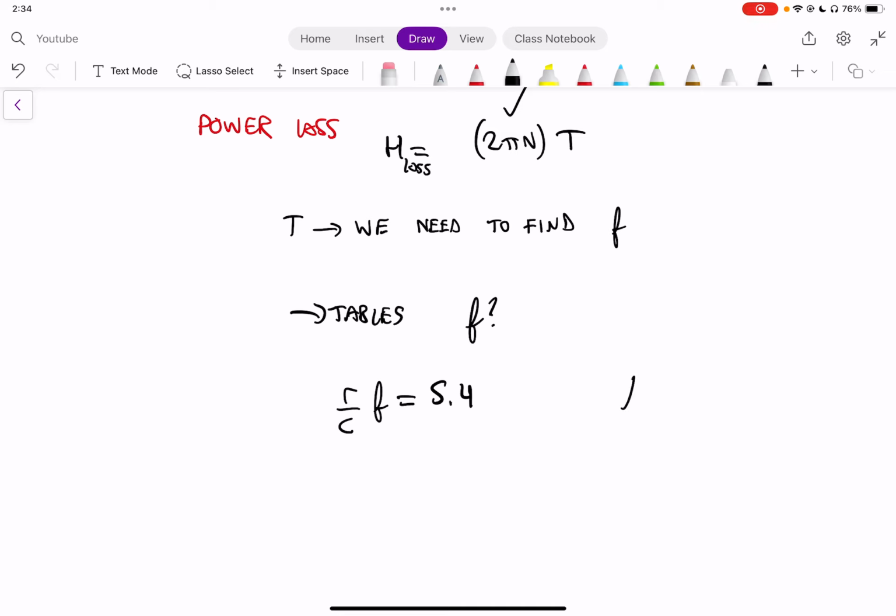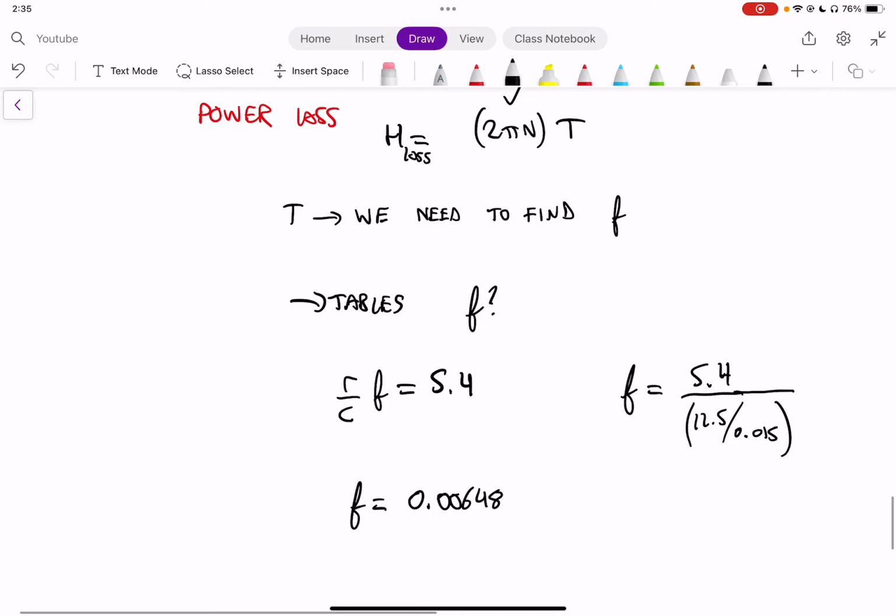And so F could be figured out by doing 5.4 divided by R over C. So we would divide that by 12.5 divided by 0.015, and we would get that F is equal to 0.00648. So we now know our friction factor. Based on our friction factor, we can then find the torque.